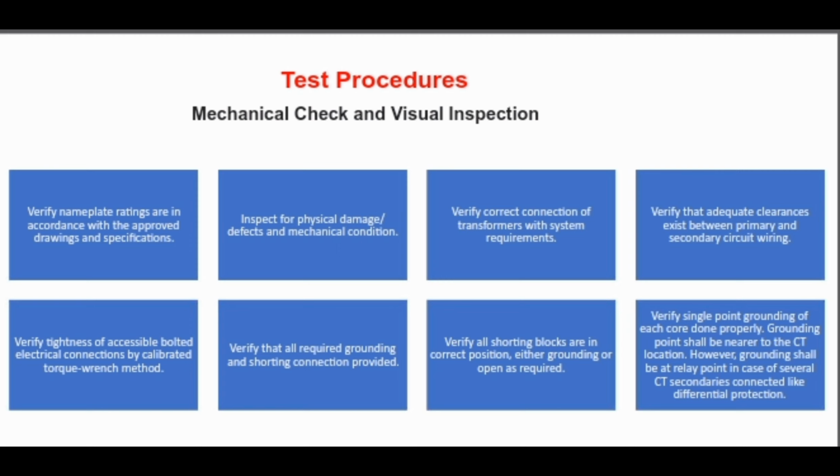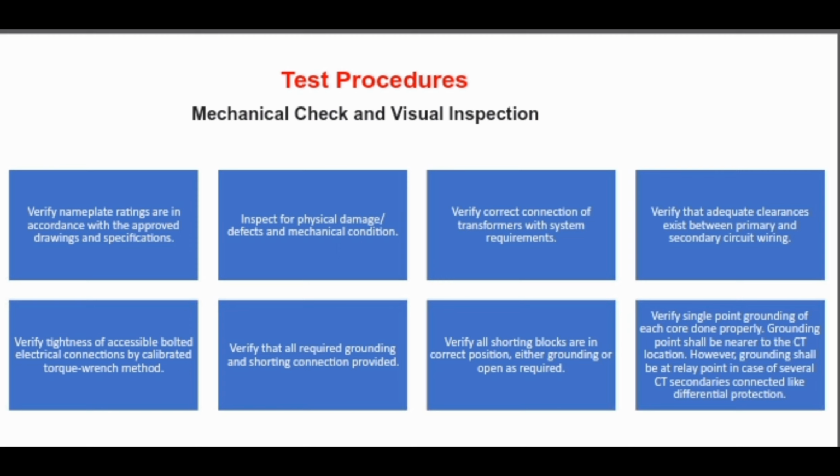So, test procedures. We need to do the mechanical check and visual inspection. First, verify nameplate ratings are in accordance with the approved drawings and specifications. Inspect for physical damage, defects, and mechanical condition. Verify correct connections of the transformer with system requirements. Verify that adequate clearances exist between primary and secondary circuit wiring. Verify tightness of accessible electrical connections by calibrated torque wrench method.